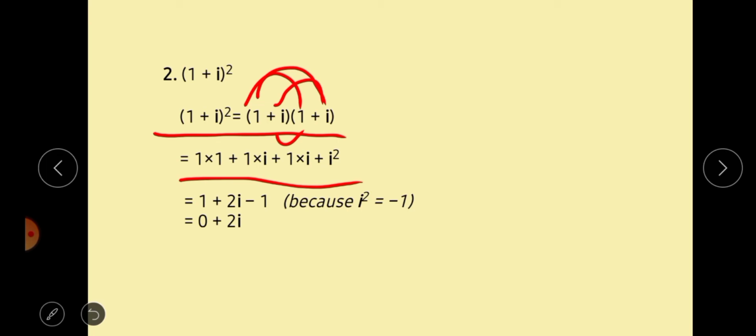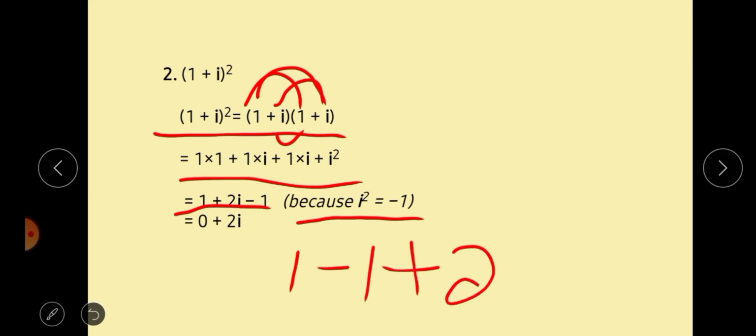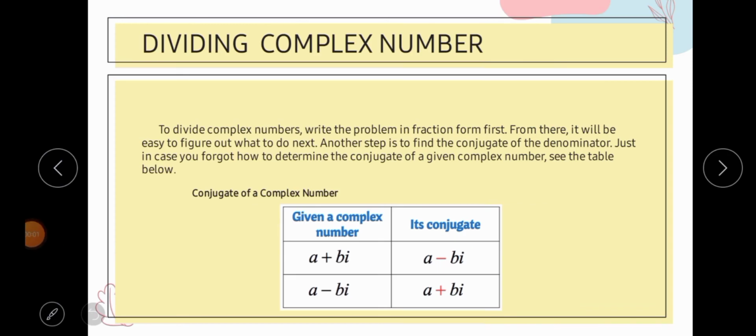1 times 1 is equal to 1. 1 times i is equal to i, plus 1 times i, another i. So i plus i is equal to 2i, minus 1, because i squared is equal to negative 1. So we need to combine like terms. 1 minus 1 plus 2i. 1 minus 1 is 0 plus 2i. The answer is 2i.